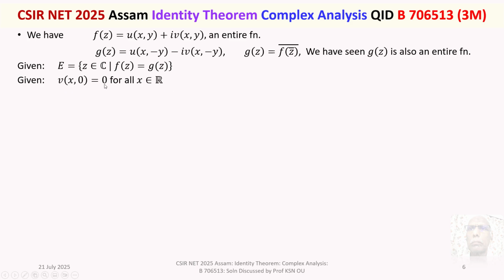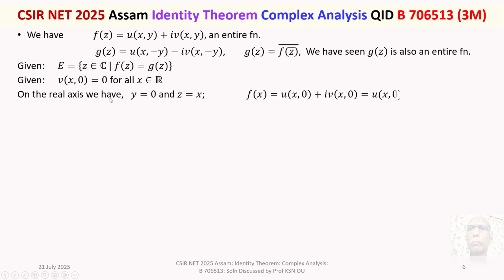This is very crucial. On the real axis, what do we have? y is 0, thereby z is equal to x. So get into f of z, write f of x. So f of x is equal to, wherever there is y, you put the 0, that will be equal to u of x comma 0 plus i v of x comma 0.